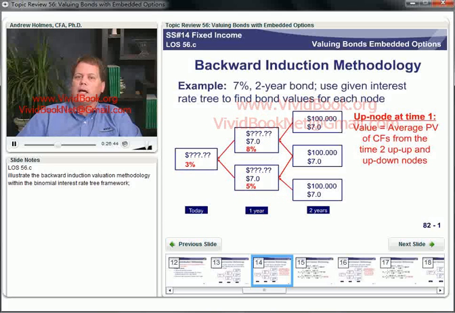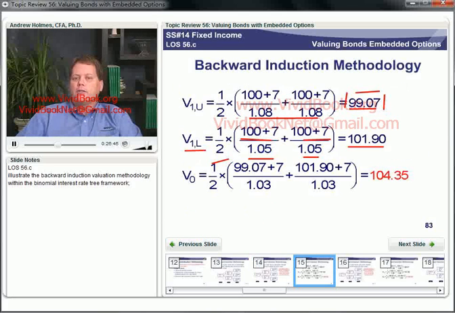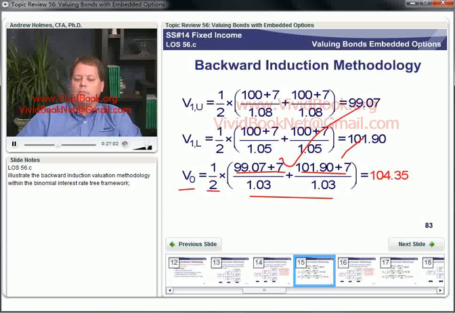So looking again, going back this slide to the slide that we'd already been to, well, what is the value at the 0 node? Well, here is the value in the up node at time 1, 99.07. So we got that from up here. And here is the 101.90. We got that from right here. We're discounting back at 3%. They're equally probable, and that is going to give us the value of the bond today at the 0 node of 104.35. So anyway, that is the backwards induction process.